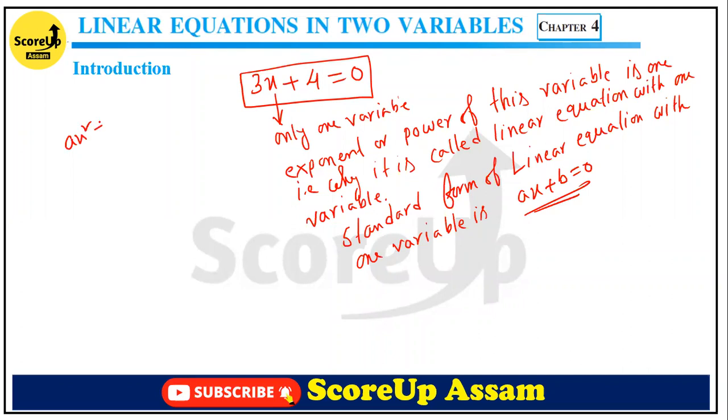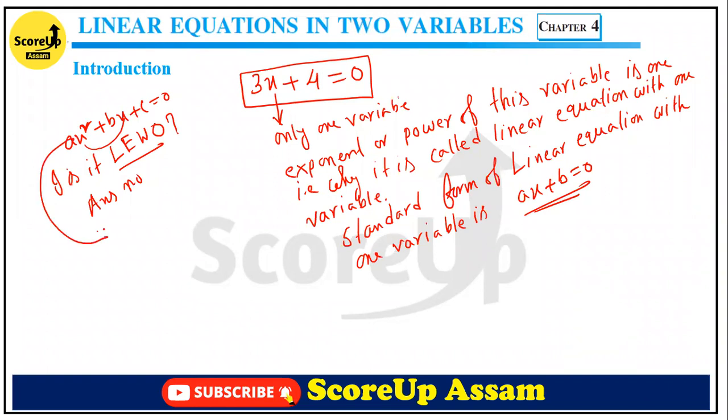Now suppose ax square plus bx plus c. Is it a linear equation with one variable? The answer is no. Why? Because the variable is x, but the exponent is more than one. That's why it is not linear. It is a quadratic equation, which you will learn in class 10.